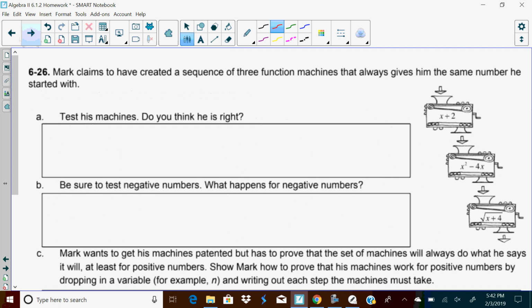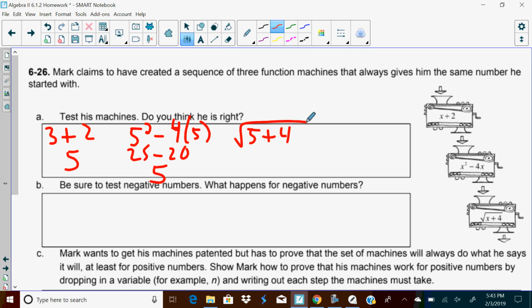6.26, Mark claims to have created a sequence of 3 functions that always give him the same number he started with. Test the machine. So I'm going to start by testing a number. I'm just going to test 3. So I get 3 plus 2, which is 5. And then I get 5 squared minus 4 times 5, which is 25 minus 20, or 5. And then I get 5 plus 4, square root of it. So I get 9, and the square root of 9 is 3. So I go back to what I originally got.